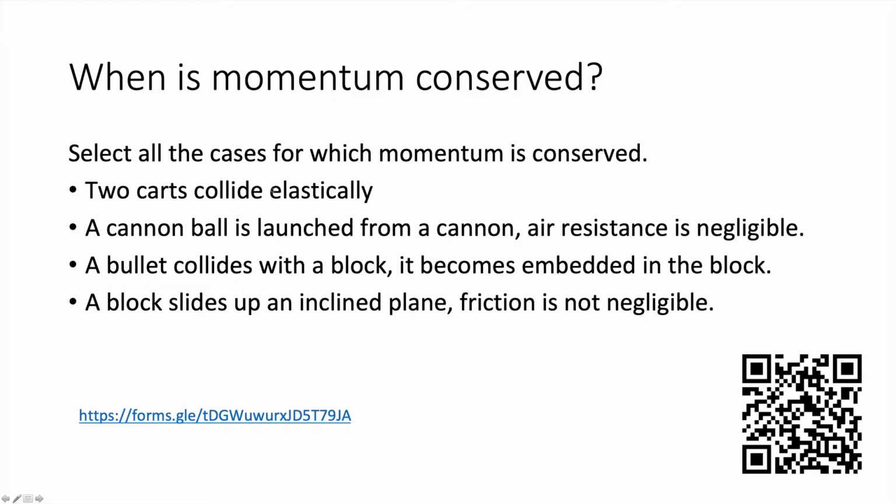Okay, so two carts collide elastically. This is a collision. During collision, the external forces are negligible, so momentum is conserved in this case. A cannonball launched from a cannon. In this case, once it's been launched, gravity is acting upon it, which is changing its momentum, so momentum is not conserved. A bullet collides with a block and becomes embedded in the block. This is a collision where the external forces are negligible, so momentum is conserved in this case.